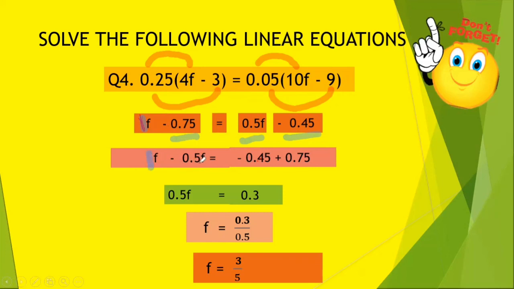1f minus 0.5f, 1 minus 0.5 is 0.5, 1 is bigger, so it is positive. Minus 0.45 and plus 0.75, 0.75 is bigger, 1 positive, 1 negative, we subtract. Answer is positive 0.3. Now dividing by 0.5 on both sides, we get 0.3 upon 0.5. Multiplying by 10 to both to make them whole numbers, we get 3 upon 5.